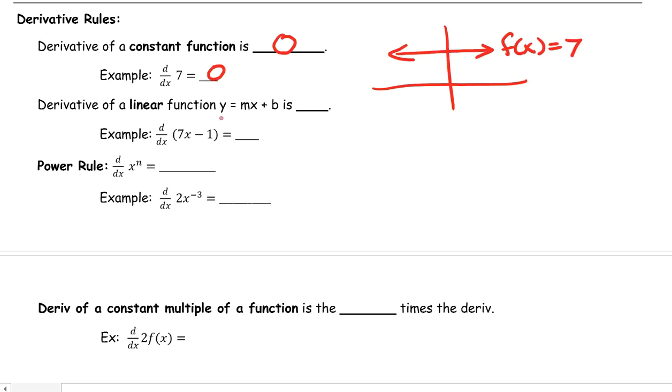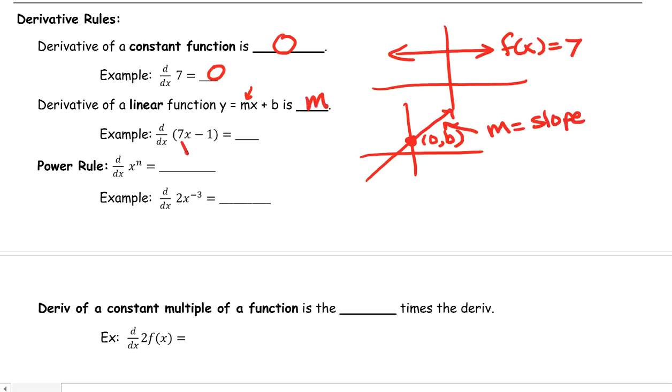If we have a slope-intercept form equation, of course we know that the slope is m, and the y-intercept is b, and we know the slope of this line is always m, so the derivative is m. So the derivative here, and it checks out using our power rule, the derivative of 7x is 7, and the derivative of -1 is 0. So the power rule works fine.